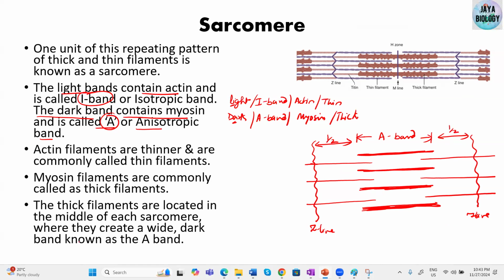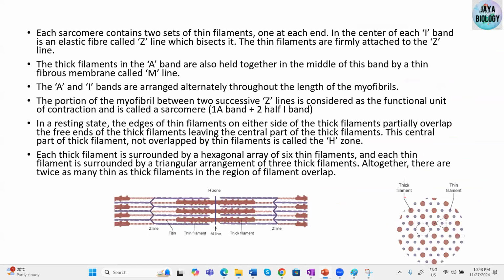Now this area, if you see, it is made up of only A band. There is no overlapping. So this is known as the H zone. And in between the H zone, the M line is present. This is the M line, which is present in between the A band, that is, in the H zone. Clear, beta?